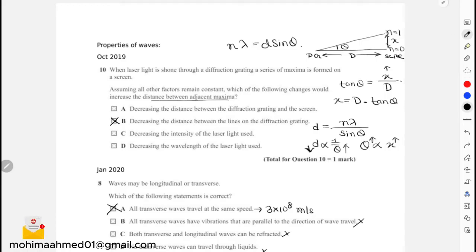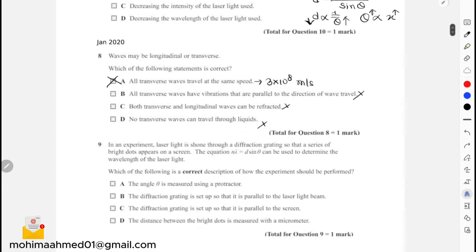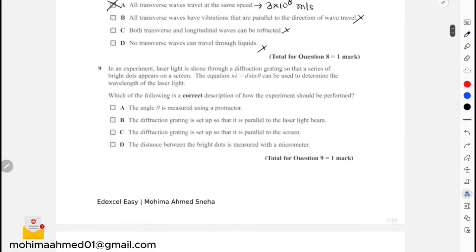So over here what you have to do is measure the distance between the two adjacent maxima and the distance from the screen to the filter, and using the equation tan theta equals x over D, you can find out the angle, right? So obviously we do not use a protractor over here. Instead we use the equation tan theta equals x divided by capital D.